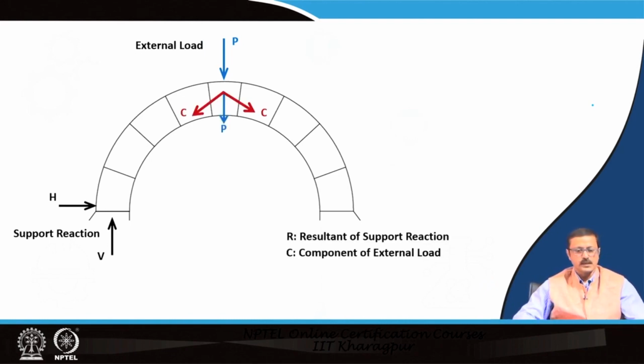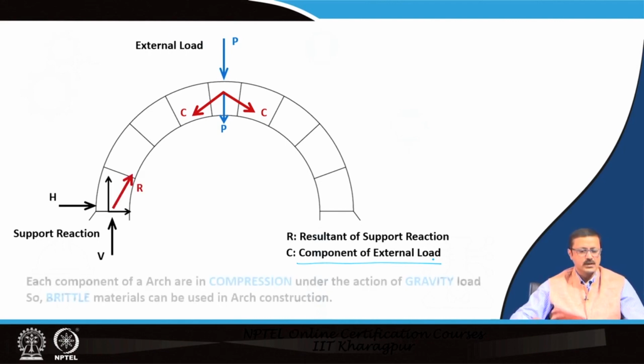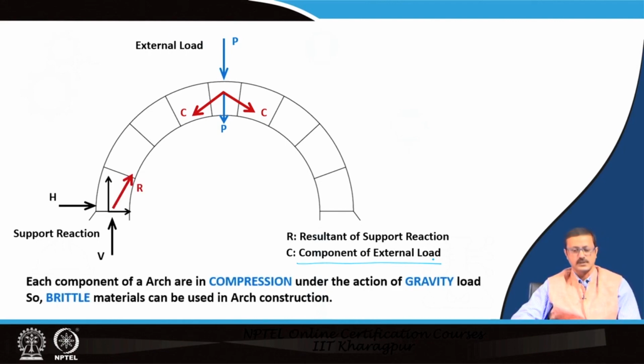So, this P can now be divided into two components which are marked as C and C. So, C and C are the two components. Why C, I am going to tell you afterwards. So, C is the component of the external load in the two directions of the arch, and also this H and V will give you a resultant R over there.